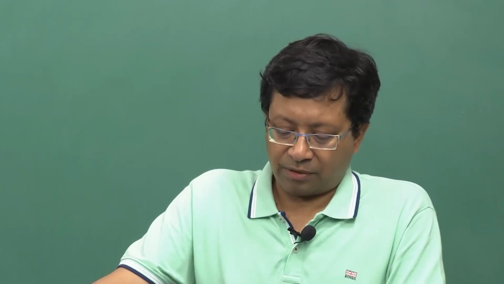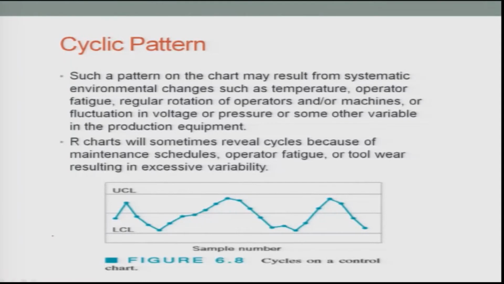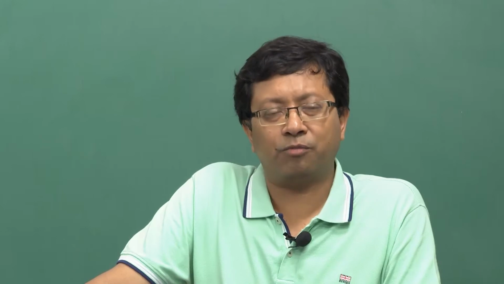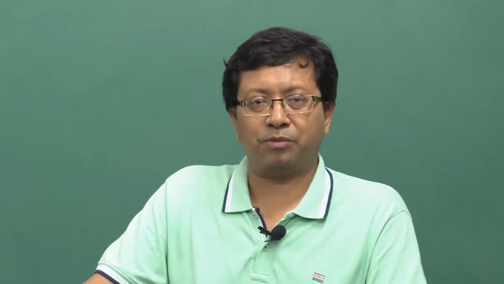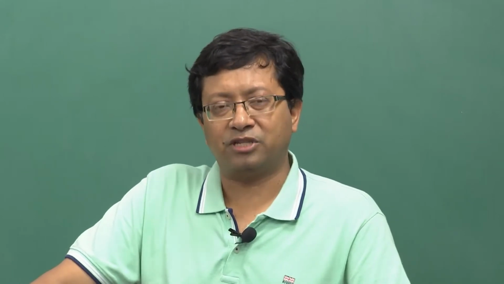So, R charts will sometimes reveal cycles because of maintenance schedules. Say, for example, the machine is not old, it is relatively new, but it needs a lot of maintenance. If the machine is maintained, all the different parts have been replaced, oiled and checked, then the variability would be much less.